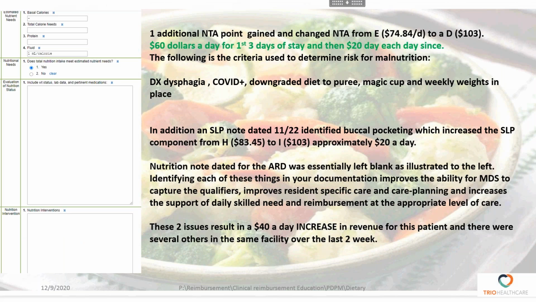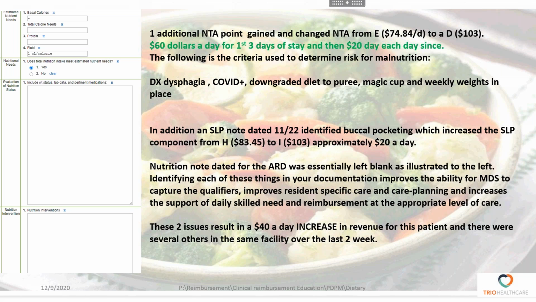Would be a more extreme situation. This person, we added an NTA point because of malnutrition, right? This actually changed somebody's score for NTA from an E, which was $74.84 a day, to a D, $103 a day. If you know anything about PDPM, the first 3 days are paid at 3 times the amount. So this would have actually been a difference of $60 a day for the first 3 days of the stay, and then $20 a day each day since. It's a lot of money just for coding risk for malnutrition.